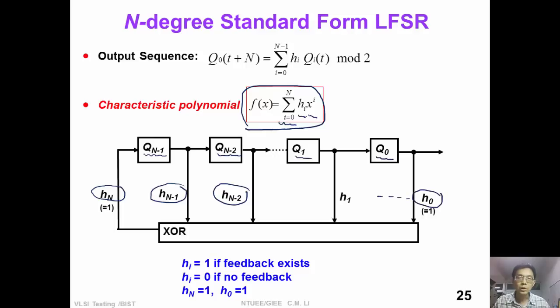Each coefficient is equal to 1 if a feedback exists. Otherwise, the coefficient is equal to 0. Please note that the leftmost coefficient hn and the rightmost coefficient h0 are both equal to 1.